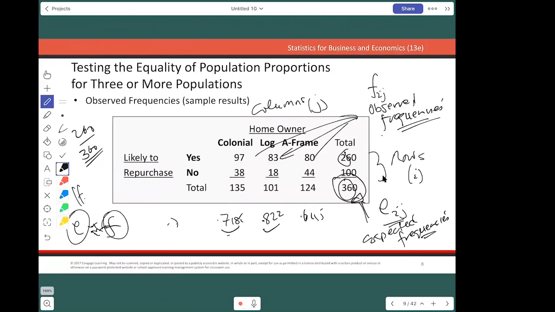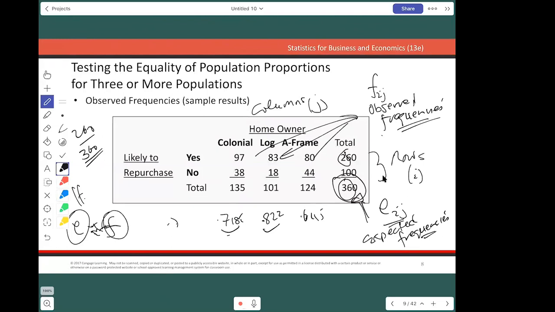So if we consider 135 homes that are colonial, how many people do we expect to repurchase? We must multiply the 135 by 0.72. Sorry, I divided wrong. Let me do this again. 135 multiplied by 0.72, so I would expect about 97.2 individuals. So you're going to get fractions. About 97.2 people to say that they will repurchase a colonial home.